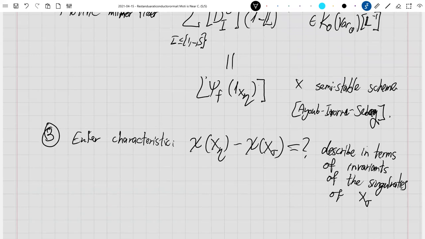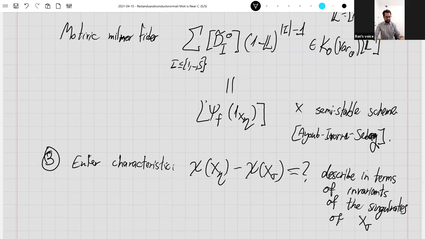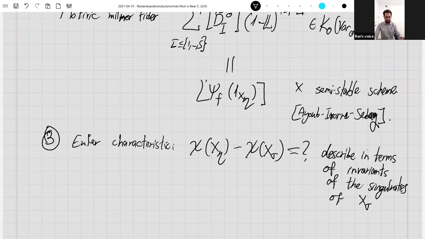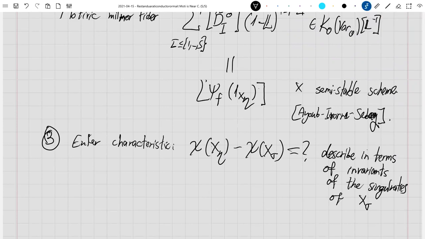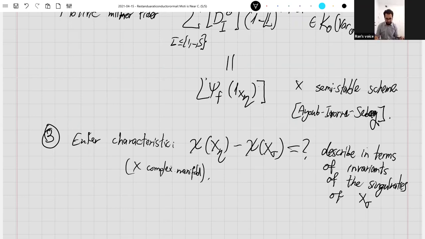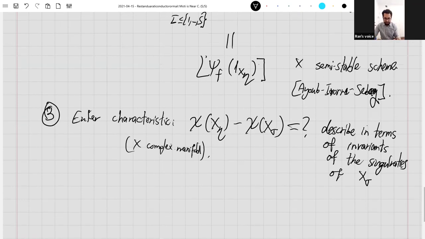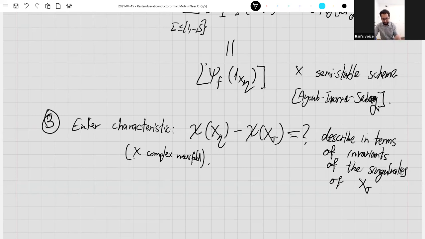What do I mean by this difference? I mean, these guys live in different groups. I still don't mean it in any motivic sense. Say they are integers, so this is just the usual Euler characteristic. Yeah, and soon I'll write the motivic case. If I have such a thing, then that is what I call here a conductor formula.